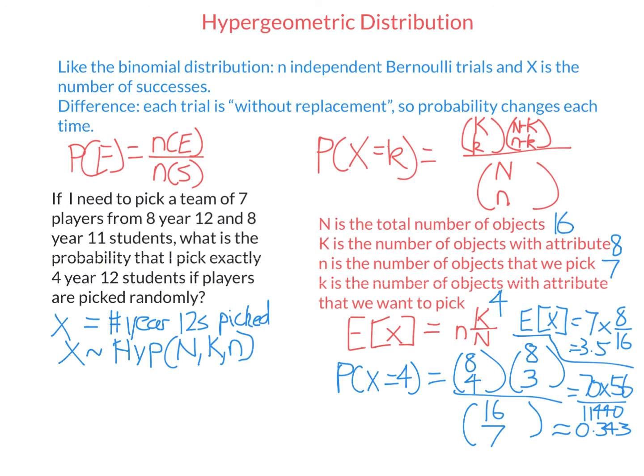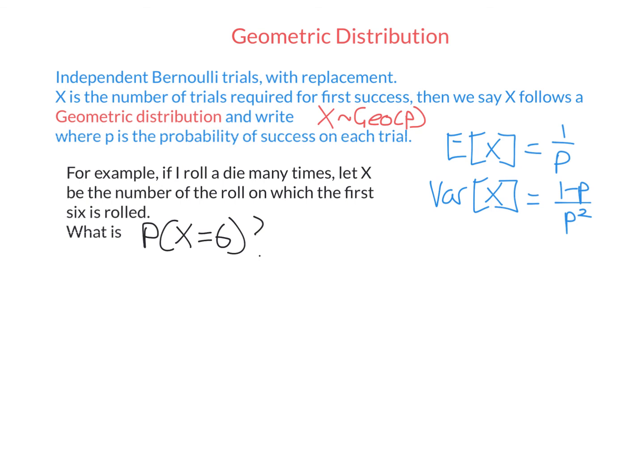All right, let's now go into our final topic of geometric distribution. So the geometric distribution also involves Bernoulli trials and with replacement. So that's similar to the binomial distribution. The probability of success is the same each time. Each trial has to be independent. But unlike the binomial distribution, which finds the probability of a certain number of successes, the geometric distribution finds the probability that it takes you a certain number of trials before your first success.